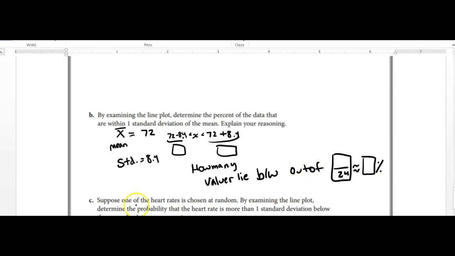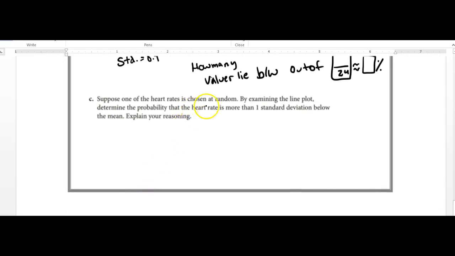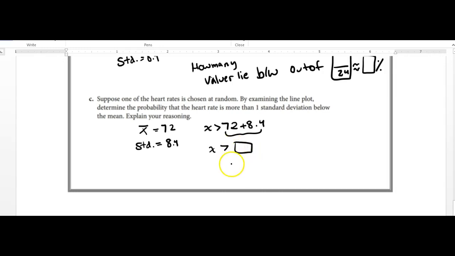And then the last one says, suppose one of the heart rates is chosen at random by examining the line plot. So we're not examining the actual box and whisker plot, it's the line plot. Determine the probability that it's more than one standard deviation. So remember, our mean was about 72. Our standard deviation was about 8.4. So we're going to look for all values that are greater than 72 plus 8.4.